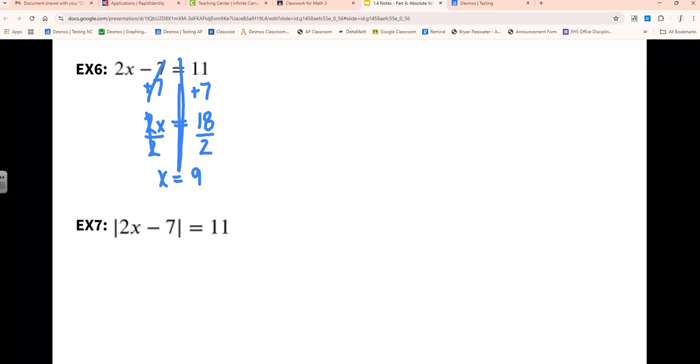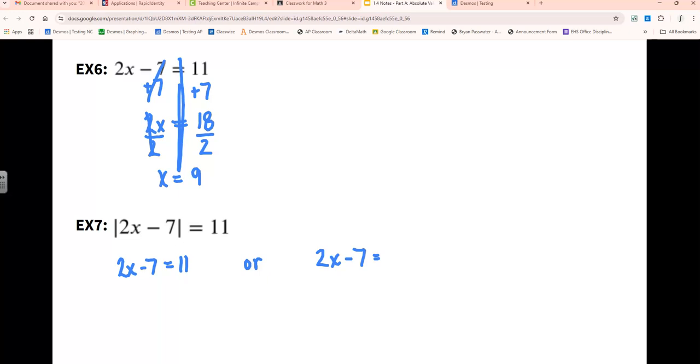Example 7 is not a lot different. But since I've got absolute value bars around my 2x minus 7, 2x minus 7 could equal 11. If I get 11 inside of those absolute value bars, I'll get 11 as the answer, right? Or, what else could 2x minus 7 equal that would also still give me 11?